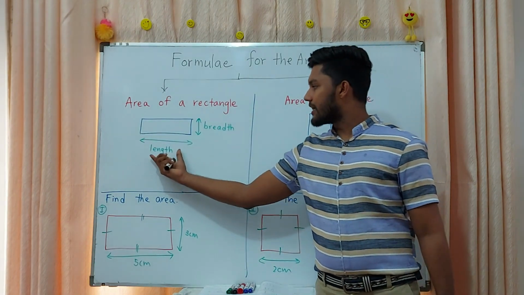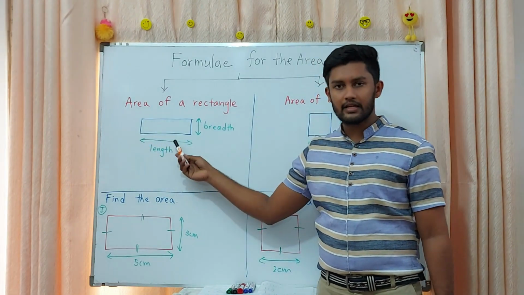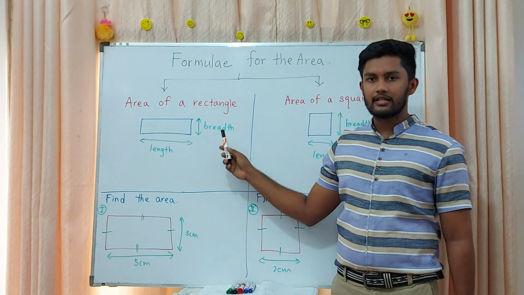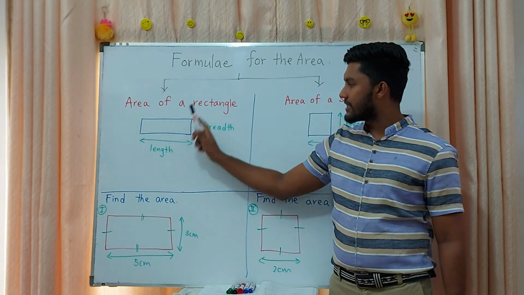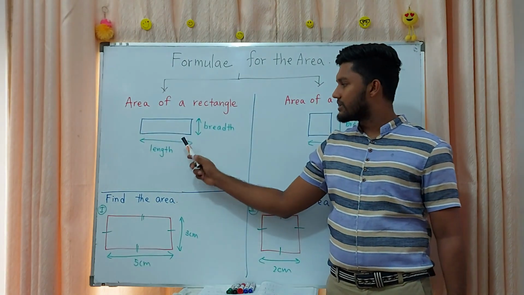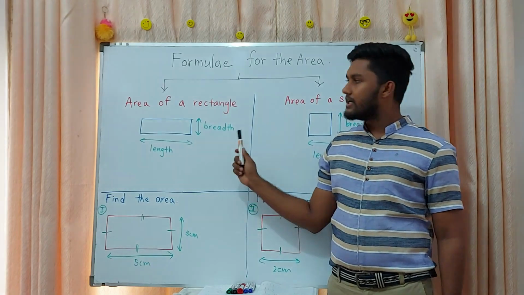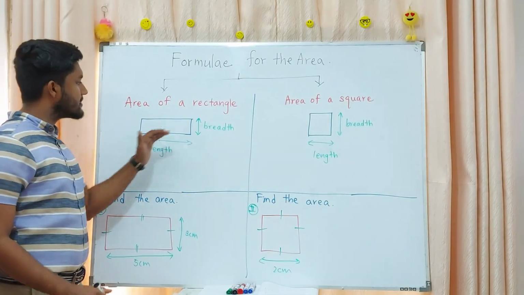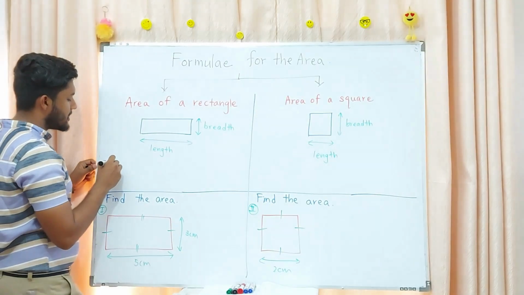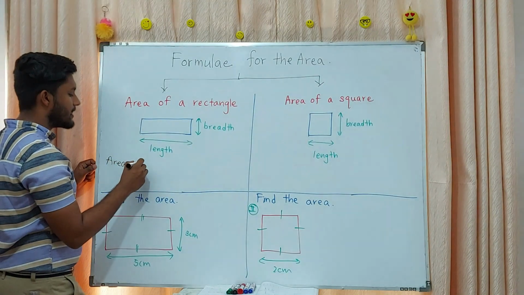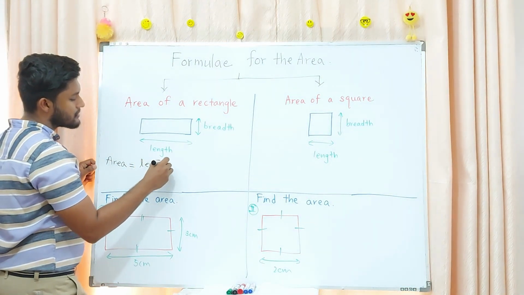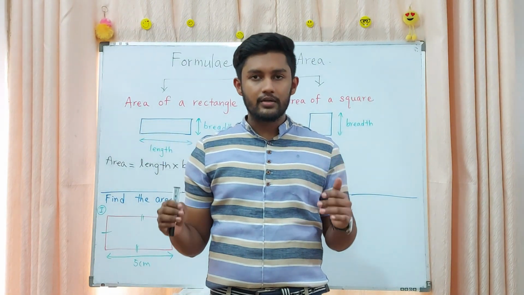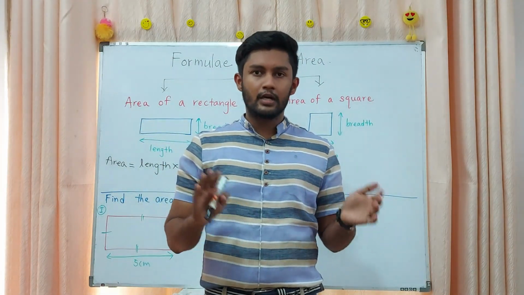Here, you know that normally this horizontal side, we name it the length. The vertical side is the breadth. Then there are two horizontal sides and two vertical sides, right? Two lengths and two breadths, right? Here, we can calculate the area by multiplying length into breadth. The equation is area equals length into breadth. Then we can get the area by using the product of length and breadth.